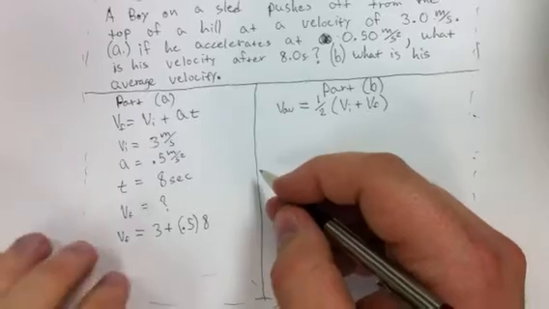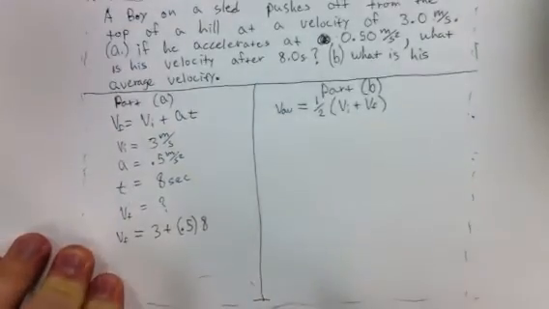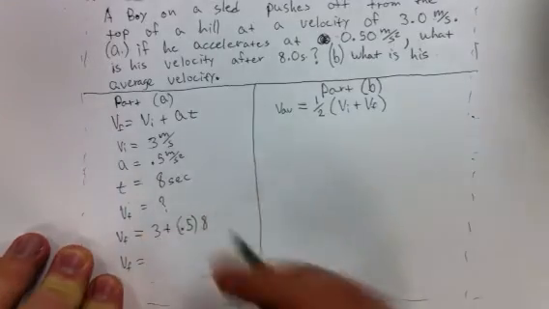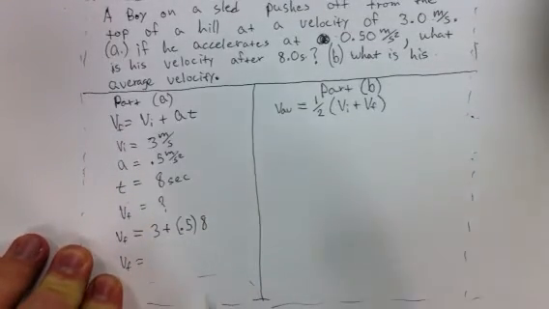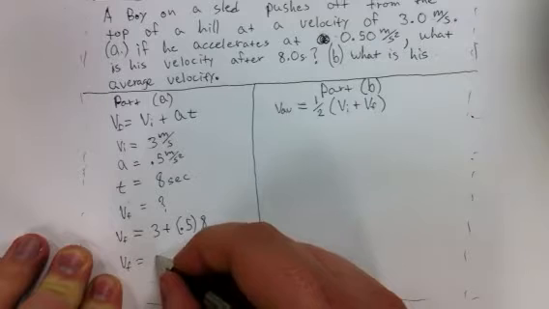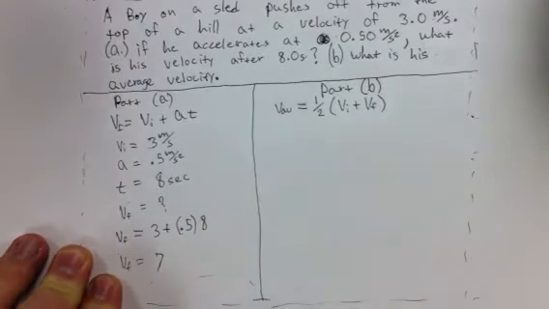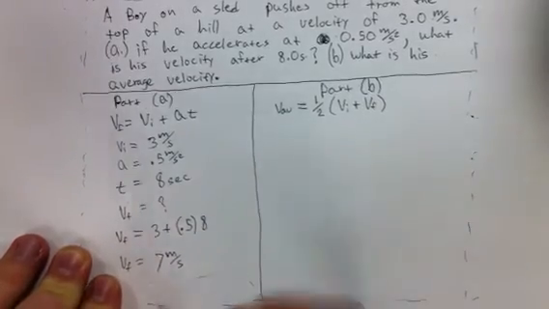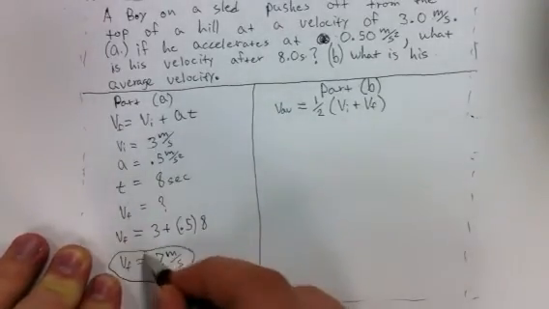Now, you shouldn't have to use a calculator to do this calculation. It's fairly simple. So, our velocity final is equal to 3 plus half of 8, which is 4. 3 plus 4 is 7. So, our final velocity comes out to be 7 meters per second. This is the final answer for part A.